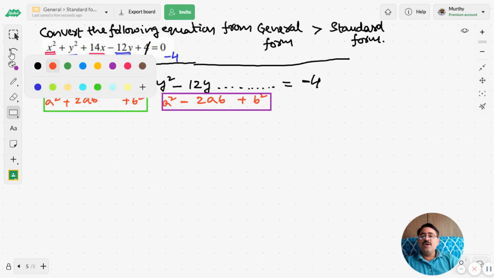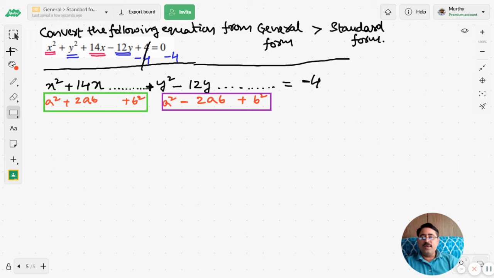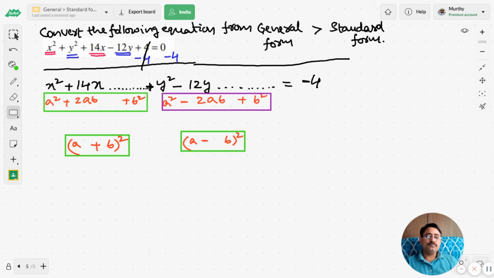If you take a square plus 2ab plus b square, you are going to write this one in the form of a plus b whole square. And this one is going to be a minus b whole square. So keep the framework ready. Please keep the framework ready, so that I just copy the formula, which is a plus b whole square and a minus b whole square. Okay. Now let's talk about the missing terms.